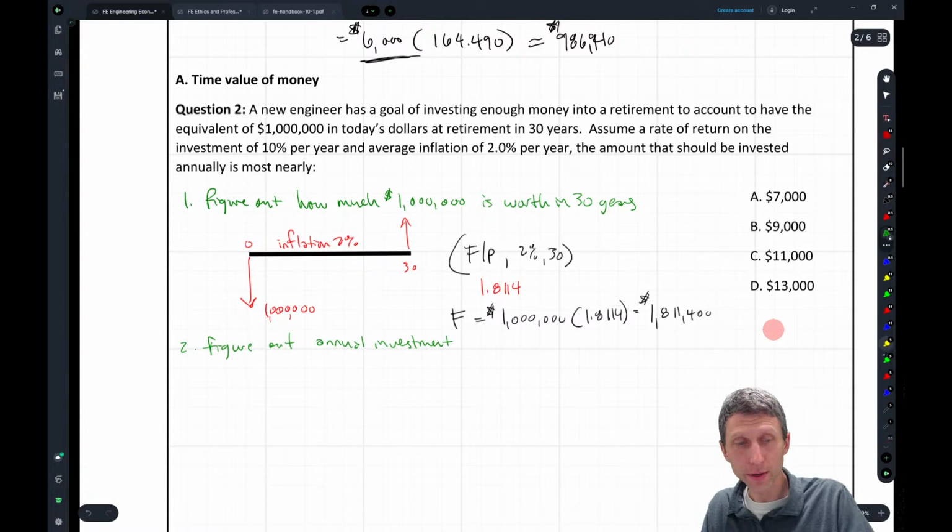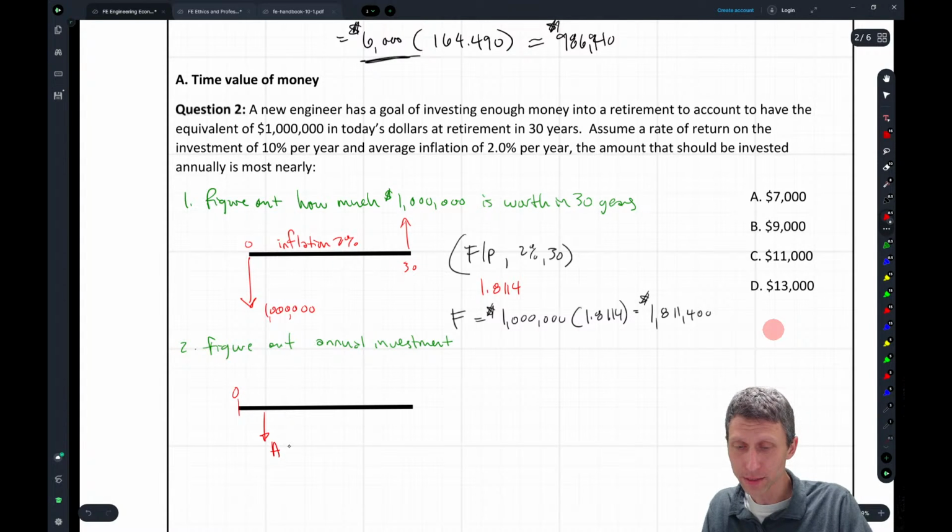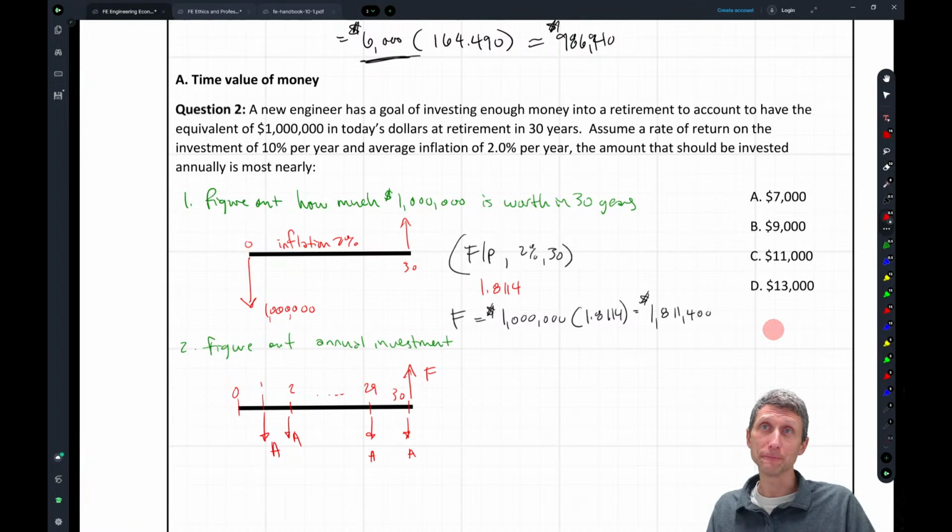right? So in other words, again, what we have going on here is if we have this line diagram, right, what we want is we want to put in, if this is time 0, we want to put in some value A at 1, at 2, all the way up to 29, all the way up to 30, right? We're going to be putting that investment A in every year, okay? And at the end of 30 years, now we're going to have this F value of 1.8 million.